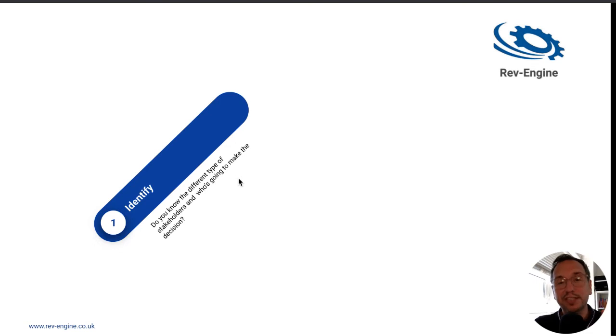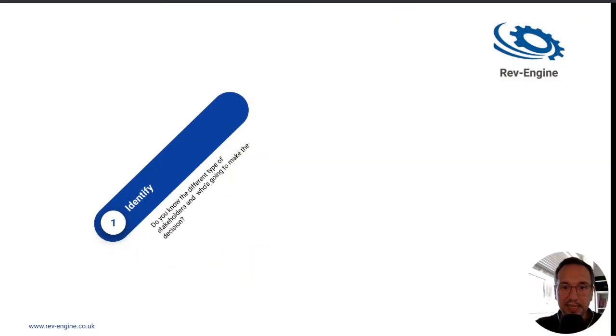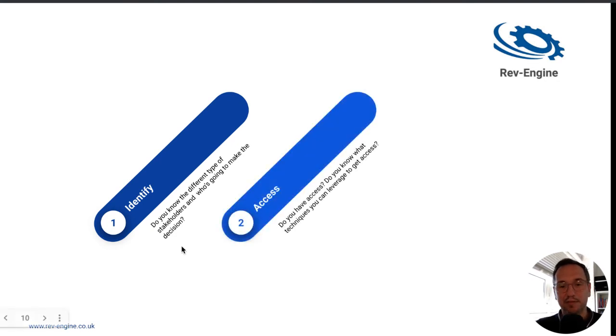Do you know? The question that you need to answer, yes or no, very honestly, is: do you know the different types of stakeholders and who's going to make the decision, right? Guys, if you really don't know who the decision makers are going to be and the different roles playing in that organization, if you haven't done your work, if you haven't done your research, you're gambling, and you are at risk of selling to the wrong people. So the first thing to do is identify them. Then what we need to do is to access those people, right?